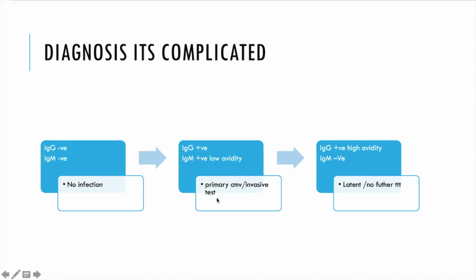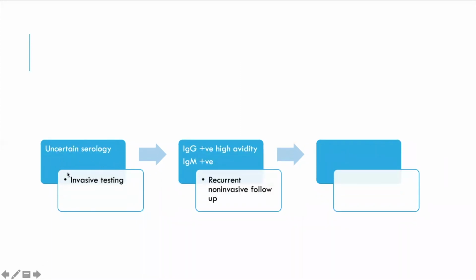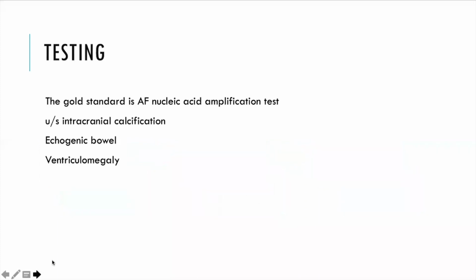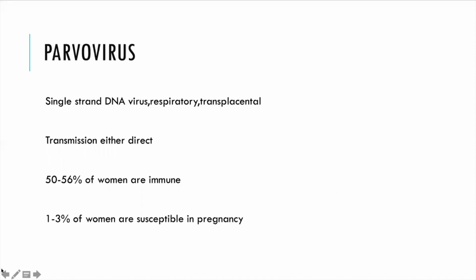Invasive testing, like what? Either cordocentesis or amniocentesis, depending on which gestational age it was diagnosed. If the IgG is positive with high avidity and the IgM is negative, then this is a latent infection and you don't need further treatment. If you're uncertain of the serology, then you can proceed to invasive testing. If you have an IgG positive with high avidity and IgM positive, then this is a recurrent infection and no invasive follow-up is needed. For testing, the gold standard is amniotic fluid nucleic acid amplification test. On ultrasound, you will usually find intracranial calcification, echogenic bowel, and ventriculomegaly. So that's for the CMV.